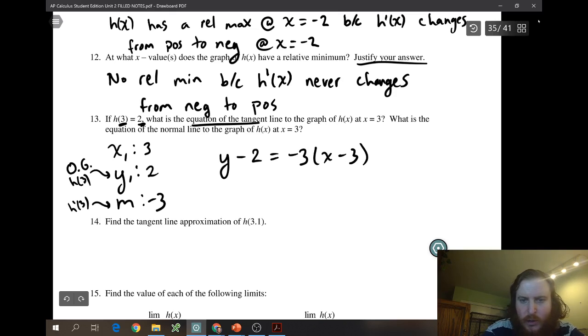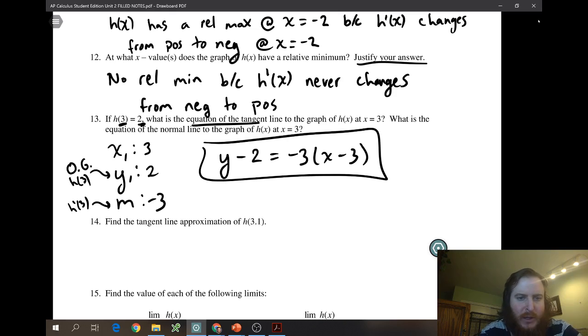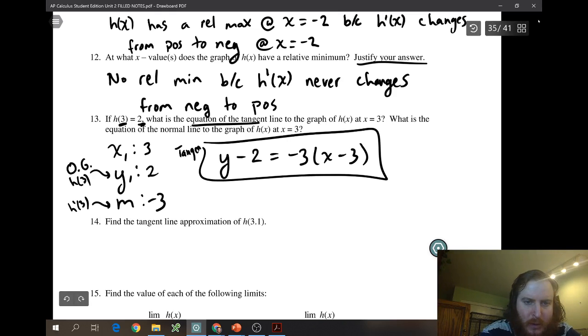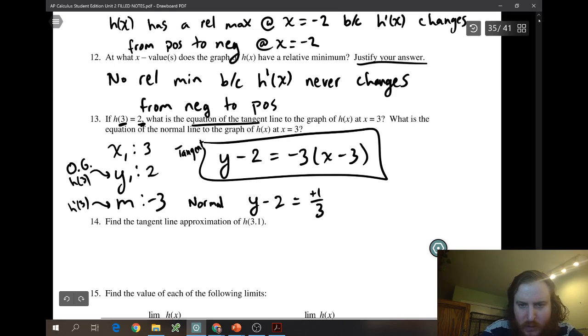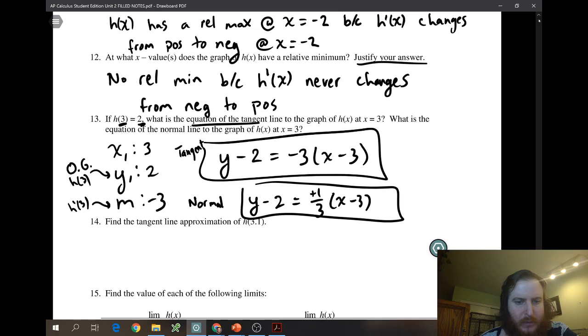Now, make sure that you always read the full question. First, it says, what is the equation of the tangent line? And there's a question mark, but then there's more. So read that. What is the equation of the normal line? So I'm going to label these. That's our tangent line. And for our normal line, we just use the opposite reciprocal slope, but everything stays the same. Y minus 2 equals positive 1/3 times x minus 3. You could rewrite x1, y1 and put like m perpendicular, but it's always the same x and y, so I just flipped the slope. Okay, now this next one is new.